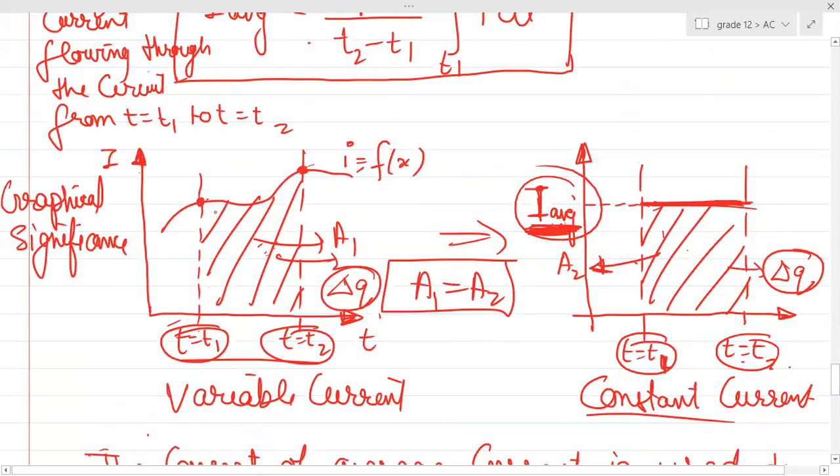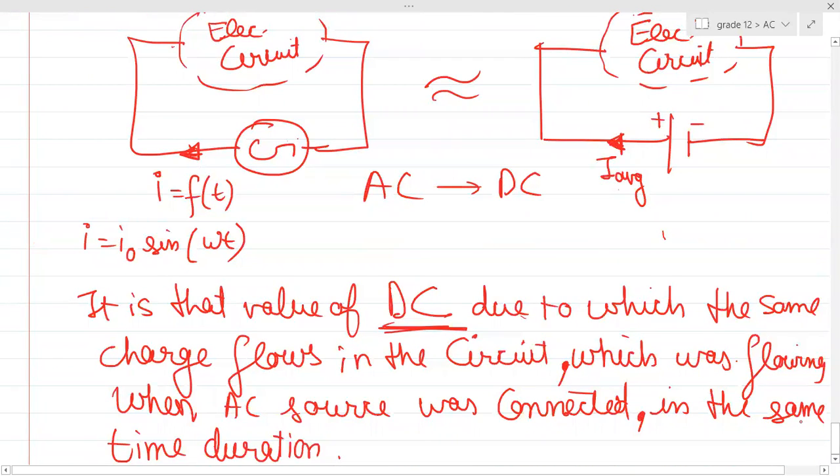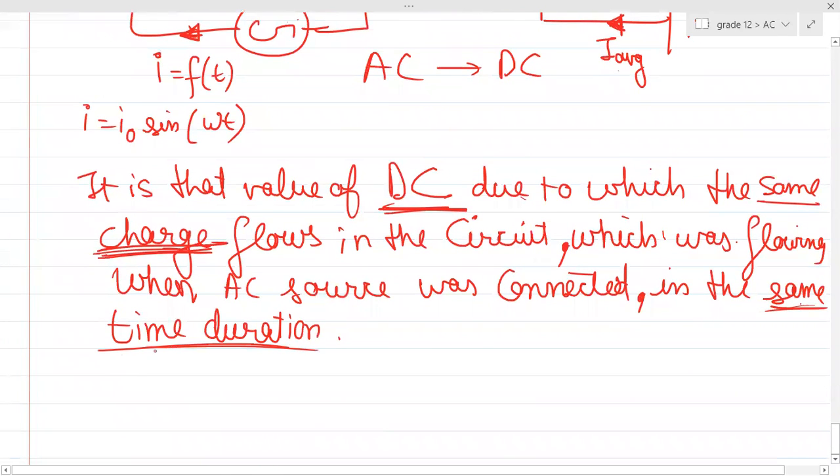So first of all, understand these key points very clearly. What are those key points? First, area under current time graph gives you the charge which is flowing through, between what interval? Can you see, from T1 to T2, here also T1 to T2. Can you see the time interval is same in both the cases? So did you understand this particular part? The same time duration and the same charge. Same charge and same time duration. Yes or no? Yeah.